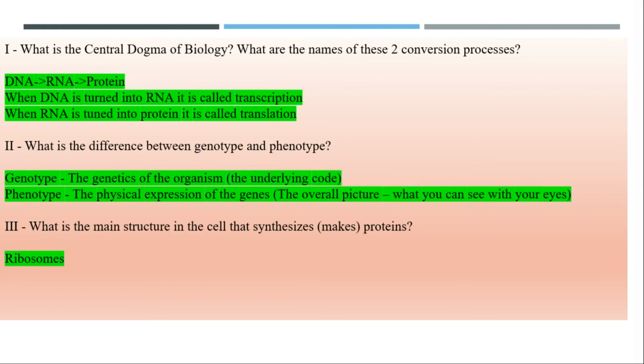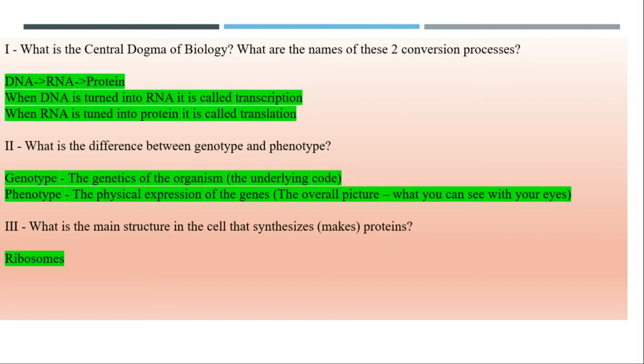Remember that when DNA is turned into RNA, it's called transcription. And then when RNA goes on to be turned into protein, it's called translation. I always remember which one comes first by just putting them in alphabetical order. There's a C in transcription, and that comes before the L in translation. So I know that transcription comes first.